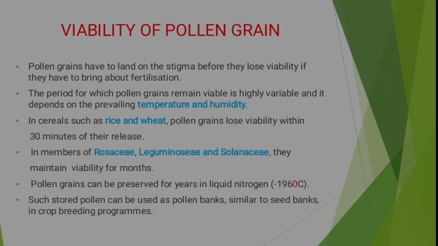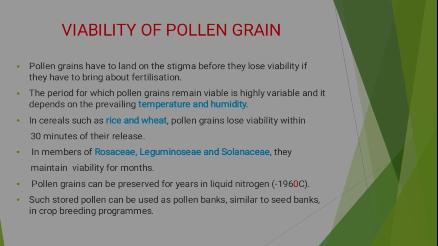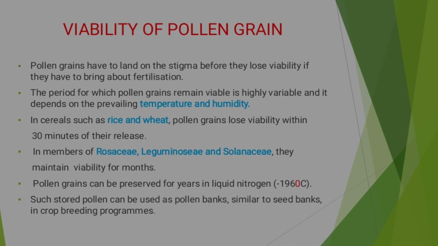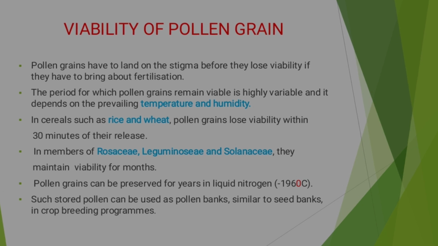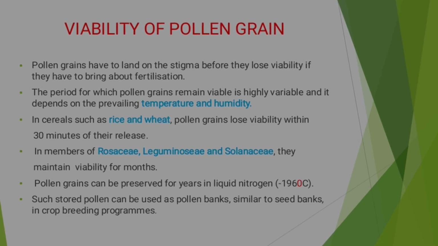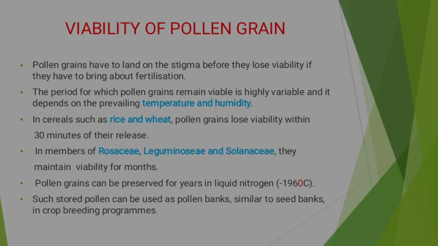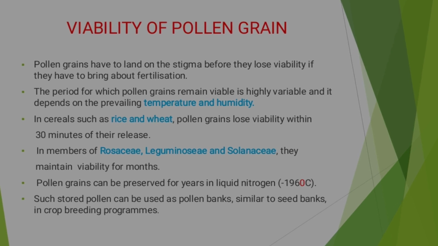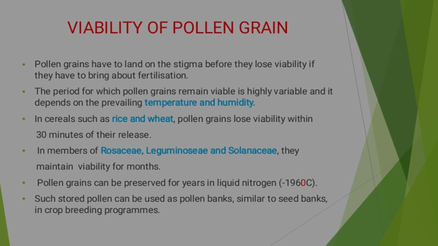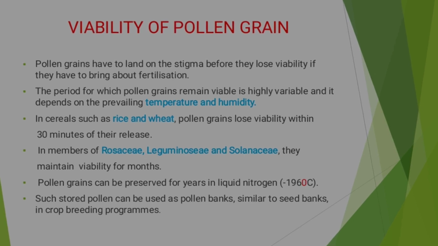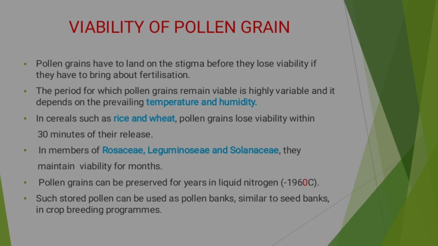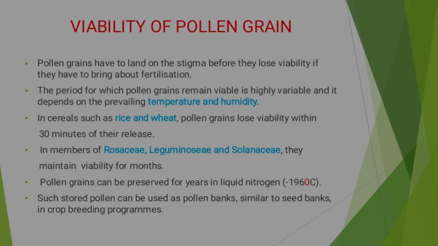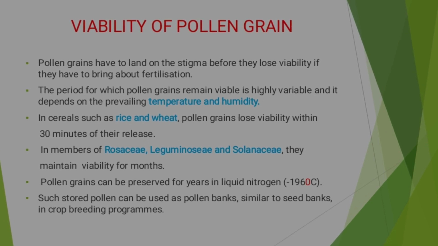Viability of pollen grains. Pollen grains have to land on the stigma before they lose viability if they have to bring about fertilization. The period for which pollen grains remain viable is highly variable and depends on the prevailing temperature and humidity. In cereals such as rice and wheat, pollen grains lose viability within 30 minutes of their release. In members of Rosaceae, Leguminosae and Solanaceae, they maintain viability for months. Pollen grains can be preserved for years in liquid nitrogen at minus 196 degrees Celsius. Such stored pollen can be used as pollen banks, similar to seed banks, in crop breeding programs.